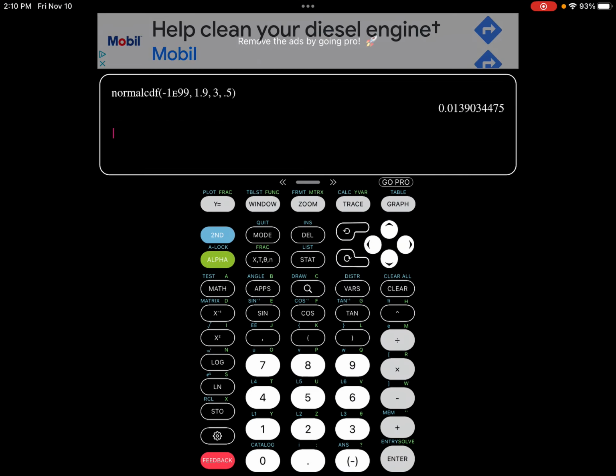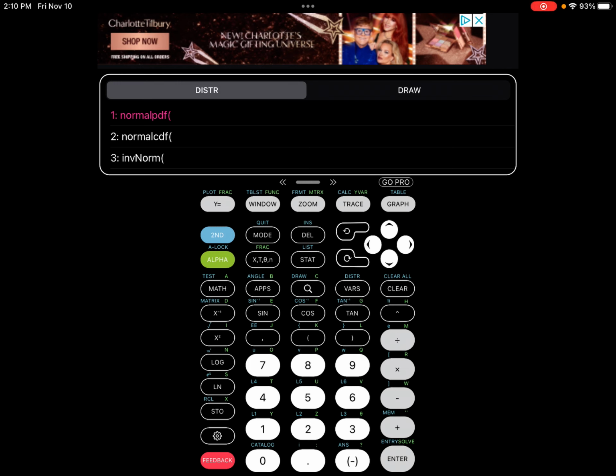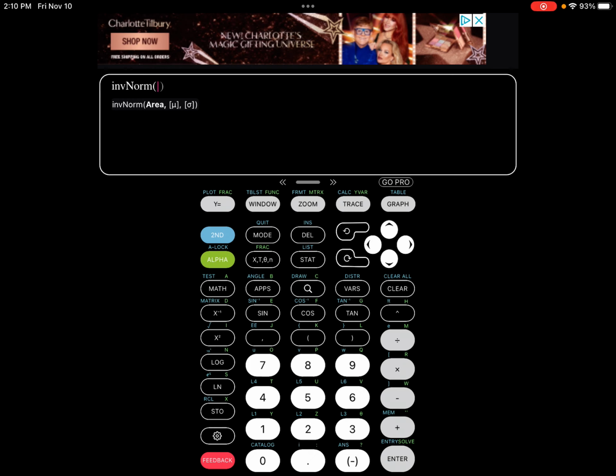So let's take a look at where we can find this inverse normal distribution function. Hit second, VARS, which again brings us to the distributions. Choice number 3 says inverse normal, so let's use that. And it asks for an area. And again, it doesn't say it, but this is what the calculator wants. It wants the area to the left of your data value, regardless of what the problem says, regardless of what you shaded in based on what the problem says.